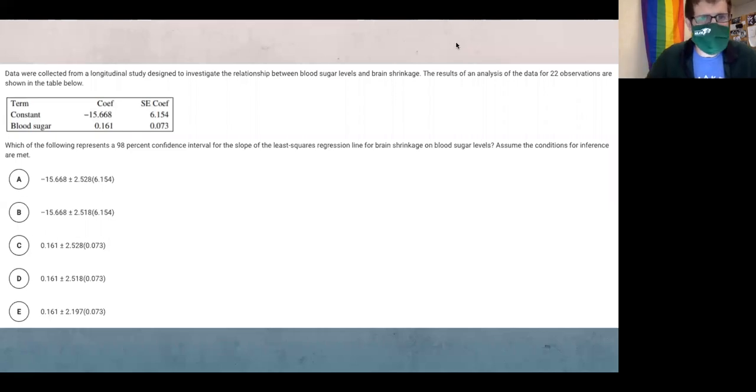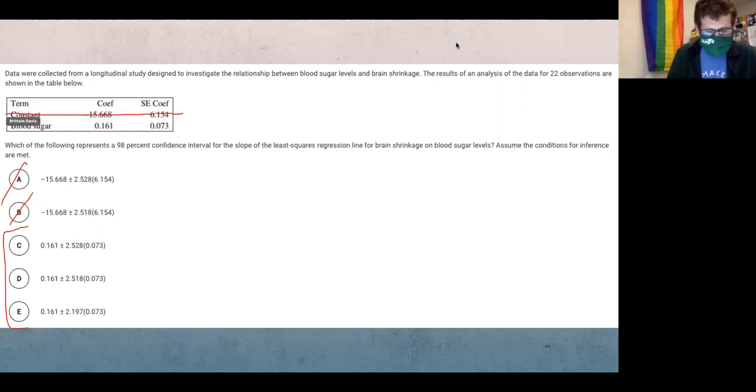Again, this is very much like one of the first ones we saw, where they give you three possible answers, two of them that we can rule out right away because we don't care about the constant in any of this stuff. We're always looking at the slope.